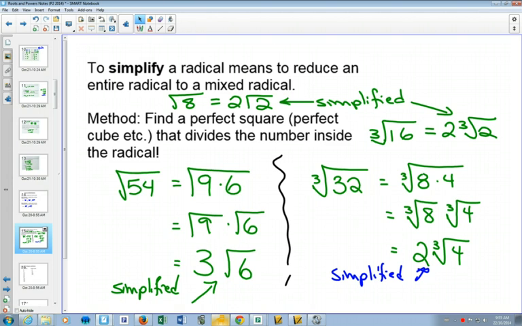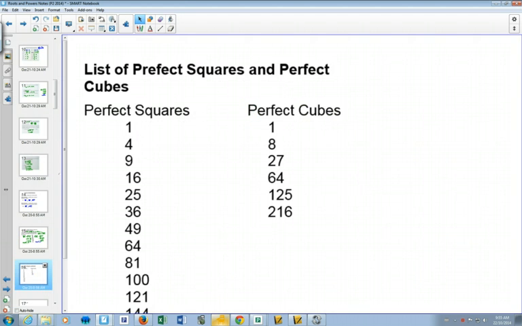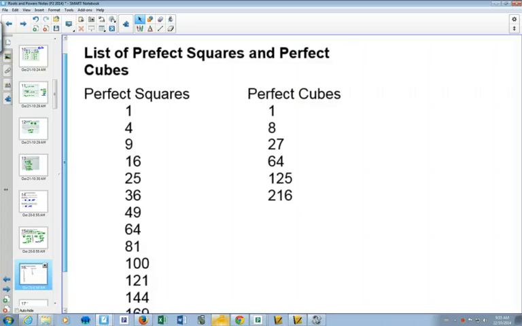So one of the things you need to be able to recognize when simplifying is not only what numbers multiply to give you something, so you see 54 and have to think of all the numbers that multiply to give it, but you're also trying to find those perfect squares or perfect cubes. So here's a list if you don't remember them.